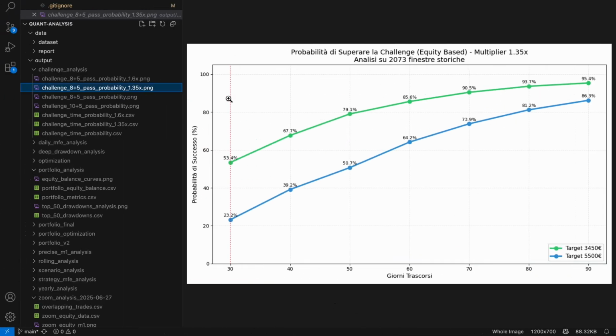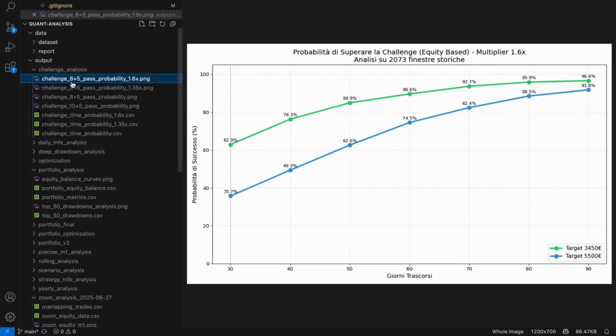And so with the 1.6 and this type of challenge, so 8 plus 5, we're getting very good insights. Let's look at the 76, because 76 means 1 every 3 challenges I'm going to pass with 40 days. That's very good. Basically, I'm also getting a 50% odds of passing both phases in only 40 days. And here I got around 90% of passing both in 80 days. So I'm getting something much more useful in this scenario.